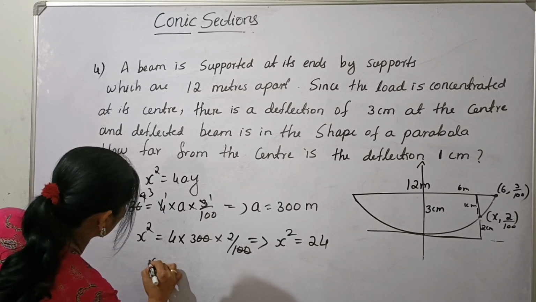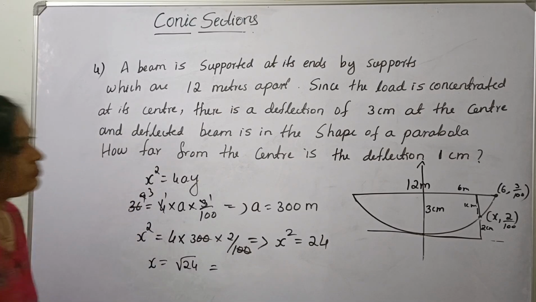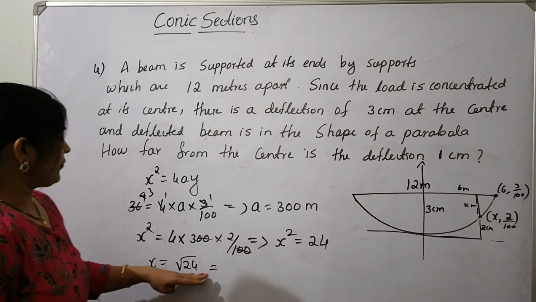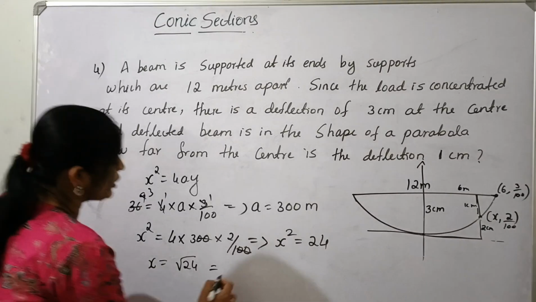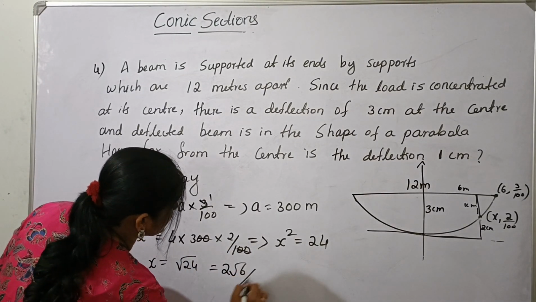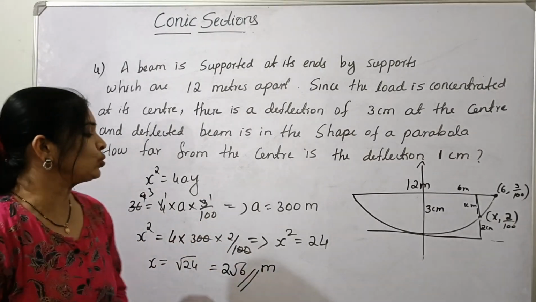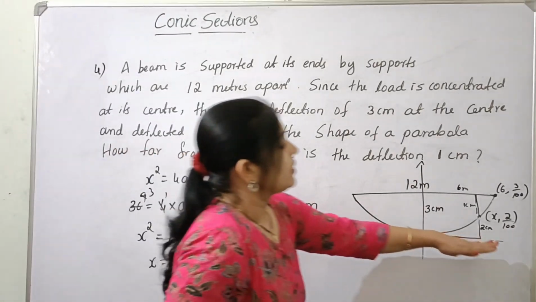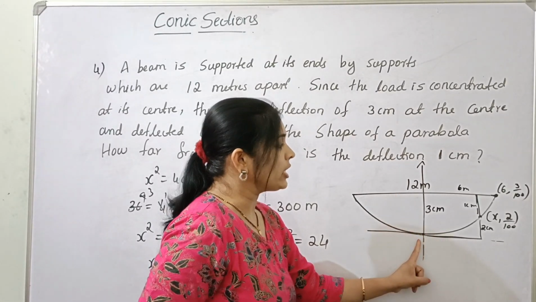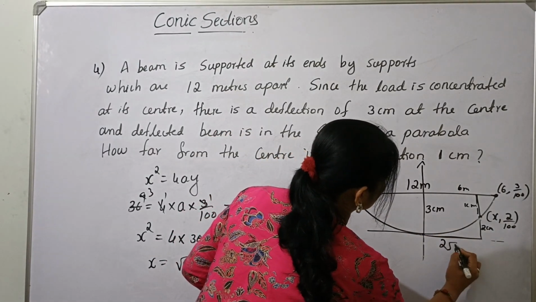That implies x is equal to root of 24. We can write root 24 as root of 4 into 6, and root 4 is 2, so 2 root 6 meter, because our measurement is in meter. Therefore, x is equal to 2 root 6 meter. So the distance from the center to the deflection of 1 centimeter is 2 root 6 meter.